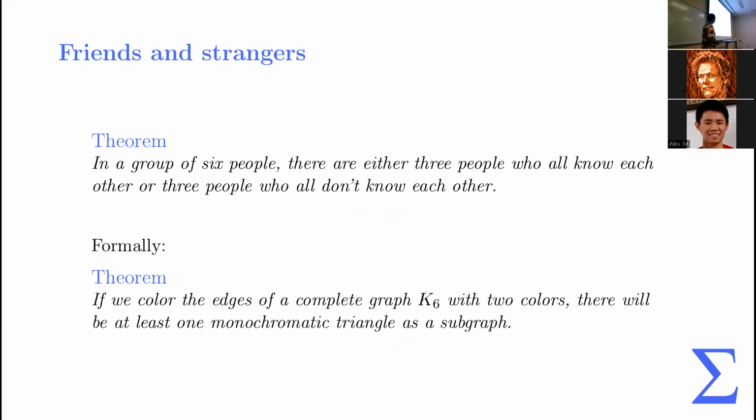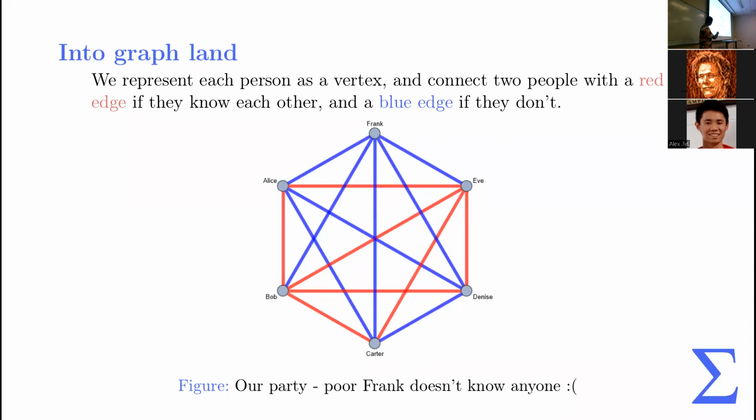And formally, this is where we're going to bring in some terminology. K6 is the complete graph with 6 vertices. And what a complete graph means is that every single vertex is connected to every single other vertex, right? So if we color the edges of a complete graph K6 with 2 colors, the standard is red or blue, that's what we're going to be using, there will be at least one monochromatic triangle as a subgraph. And what is a monochromatic triangle? That is just a triangle with all edges being the same color, right?